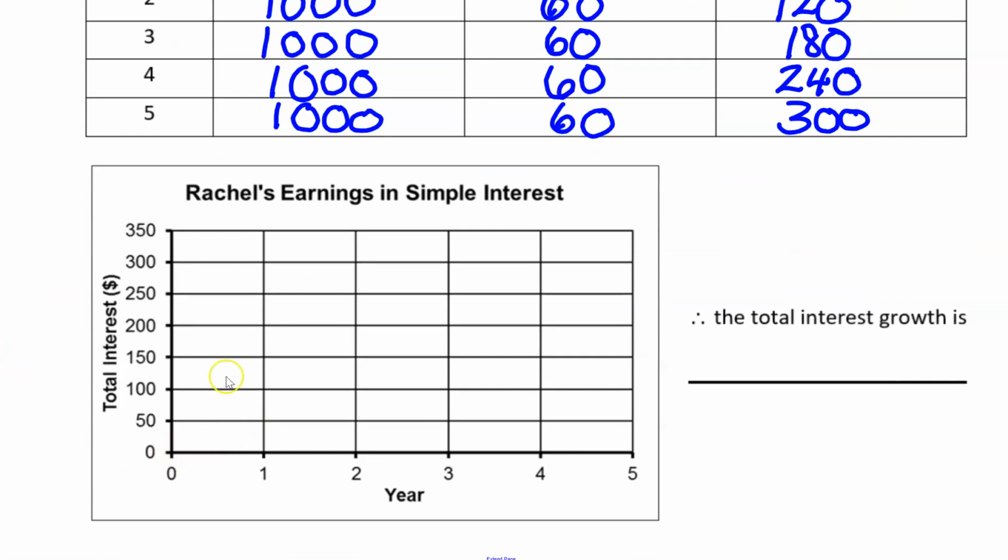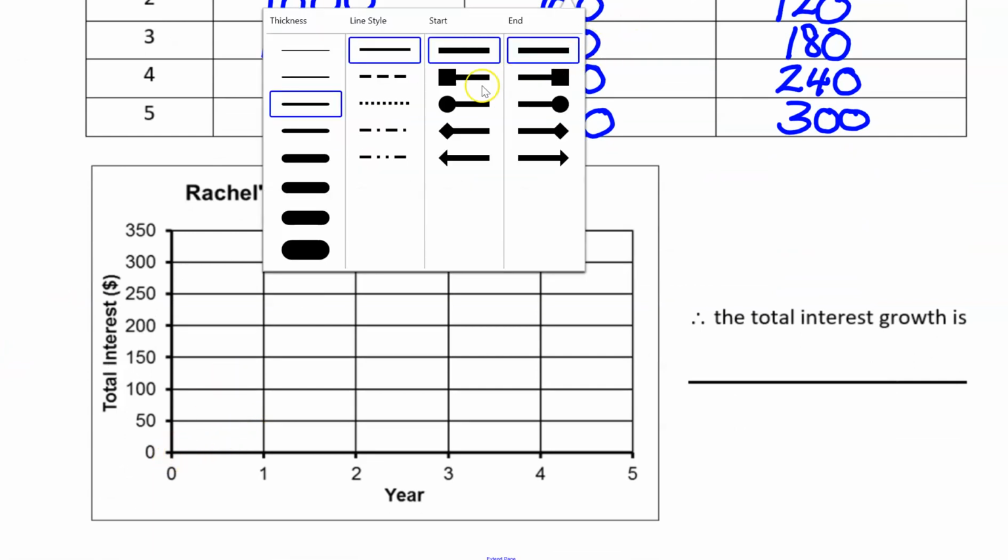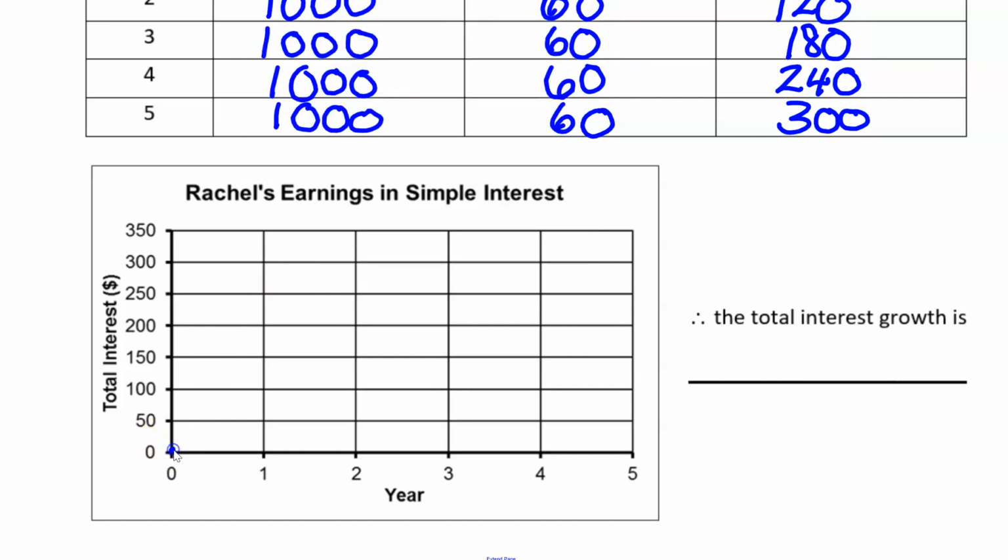So at 0 years, she has earned $0 in interest. After 1 year, she earned $60. After 2 years, it was $120. After 3 years, it was $180. After 4 years, it was $240. And after 5 years, it was $300.